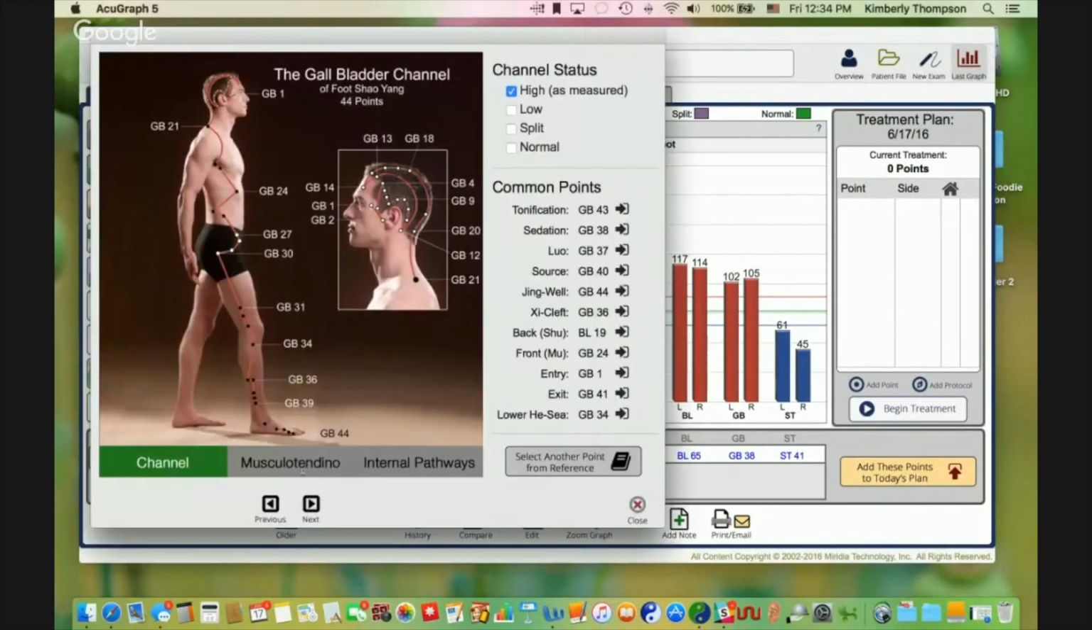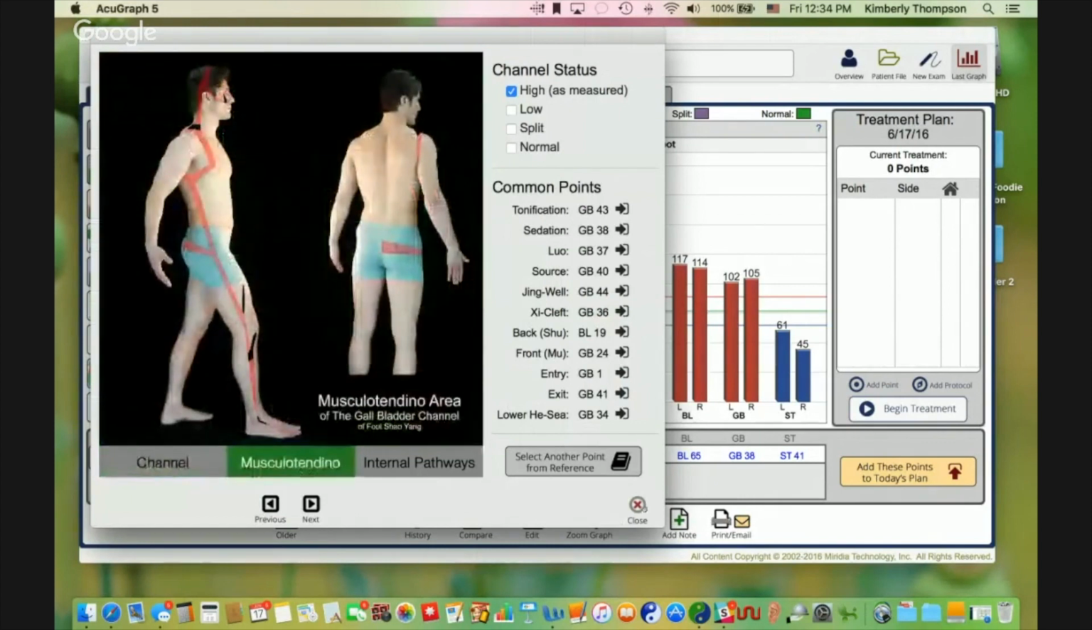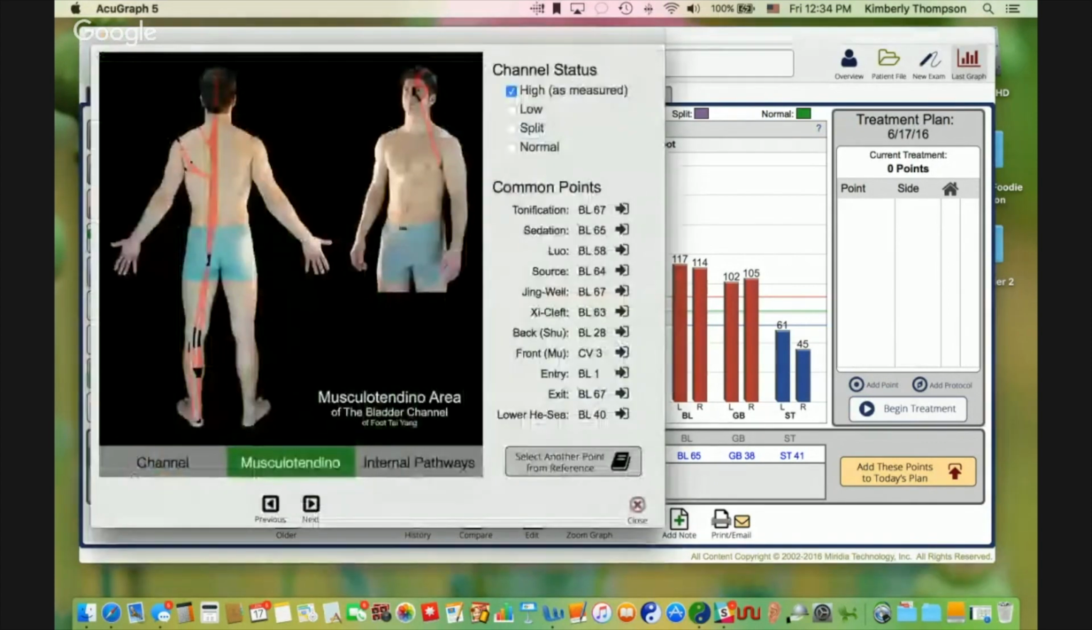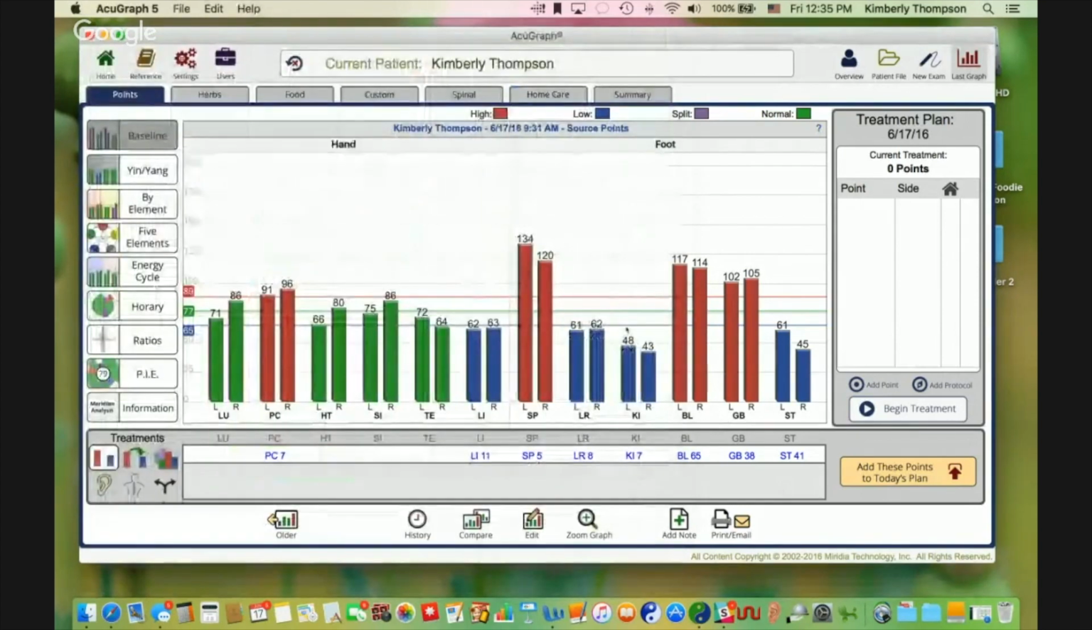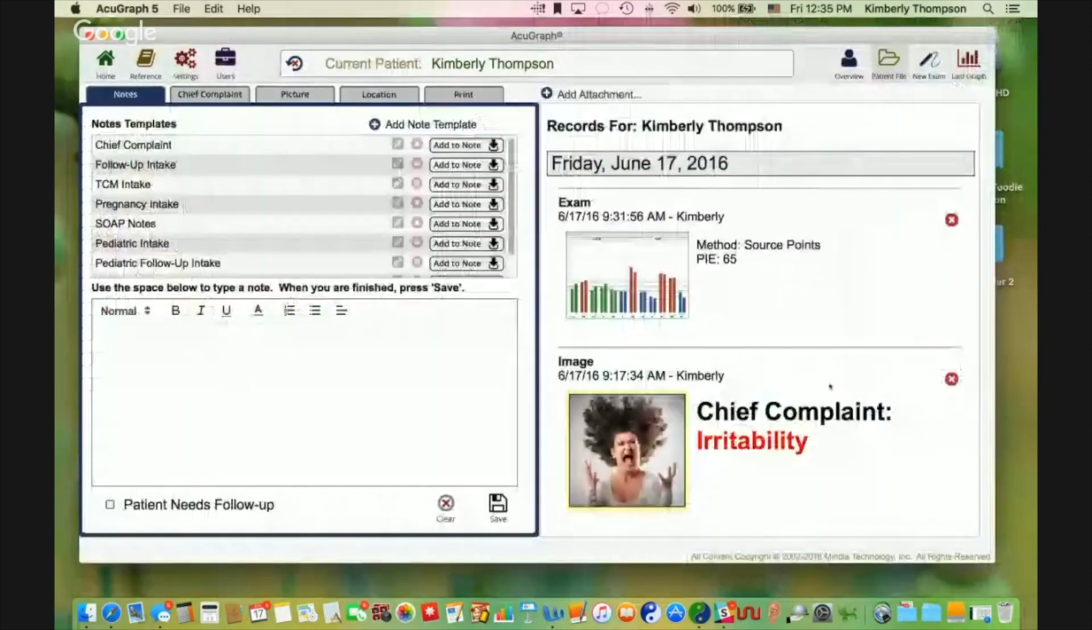Shall we look at that? You can see musculoskeletal, a little bladder channel. Can you tell I need a massage? I have one booked for this weekend. So this was my graph this morning. And we're going to go to the patient file.